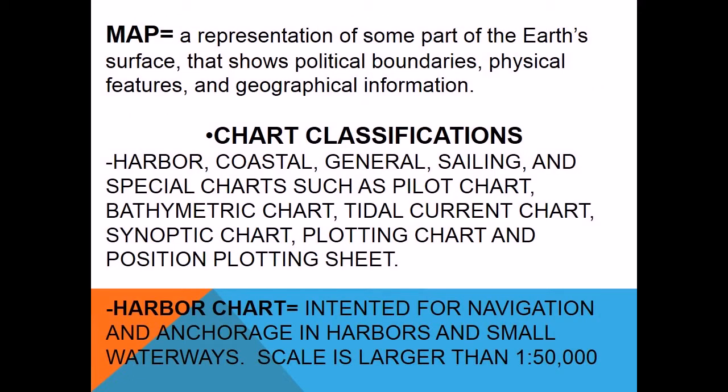Map, a representation of some part of the Earth's surface that shows political boundaries, physical features, and geographical information. Chart classifications: harbor, coastal, general, sailing, and special charts such as pilot chart, bathymetric chart, tidal current chart, synoptic chart, plotting chart and position plotting sheet.